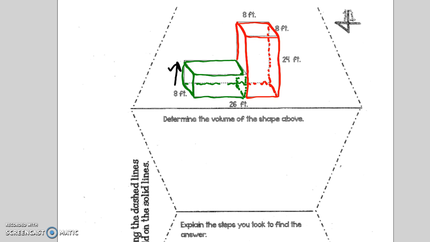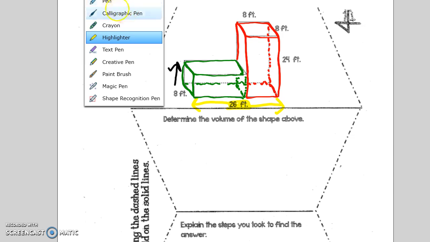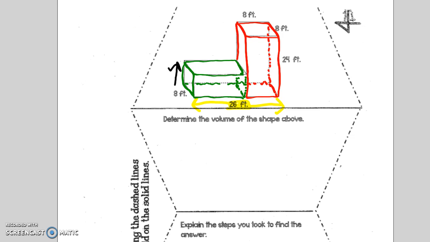I think we might be missing a couple of dimensions, so let's see what we can do about this. First thing I notice is this 26 right here, I'm going to use a highlighter. This 26 feet is a length, and that's all well and good, except I'm thinking it's the length of the green prism and the red one combined. What are we going to do here? We're going to figure out a way to cut that length just like we cut the prism. I'm going to look straight up at the top of the red prism, and I notice that it is 8 feet long from left to right.